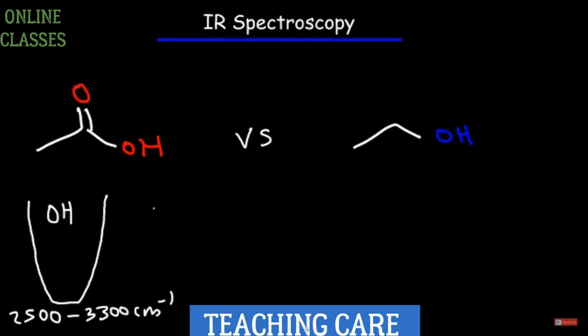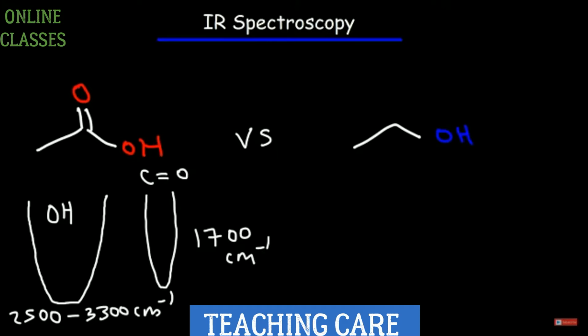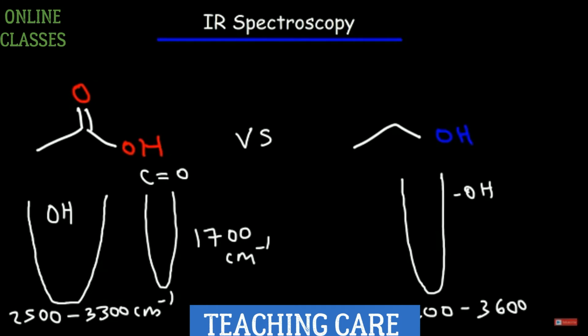Now, the carboxylic acid also has a very strong CO stretch, and the CO stretch shows up at a signal of 1700 wave numbers. You may want to write these numbers down because you'll need them to identify these functional groups in IR spectra. Now, the alcohol only has the OH group, so it has a strong absorption around 3200 to 3600. That's the OH stretch of the alcohol group.